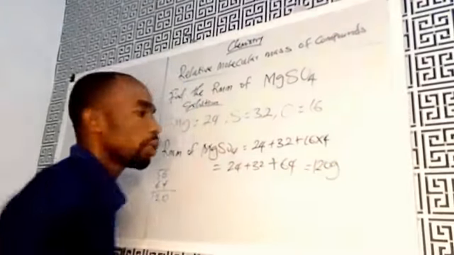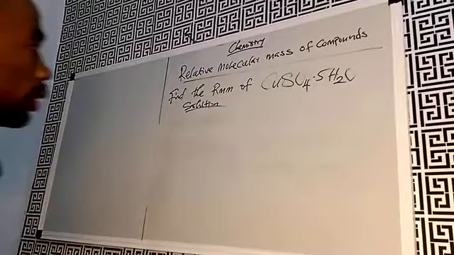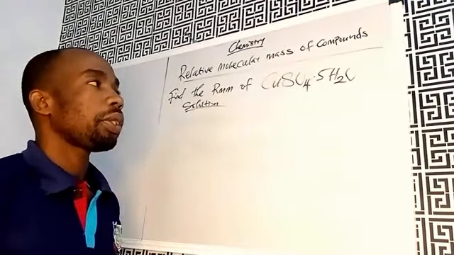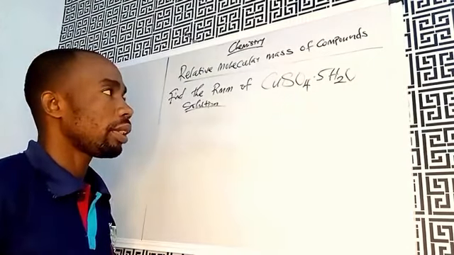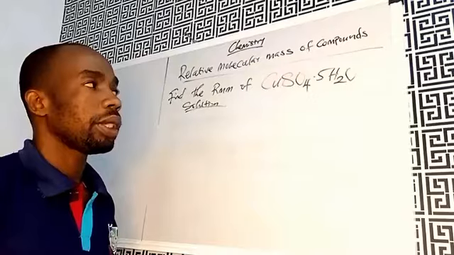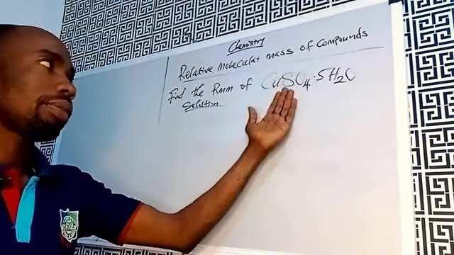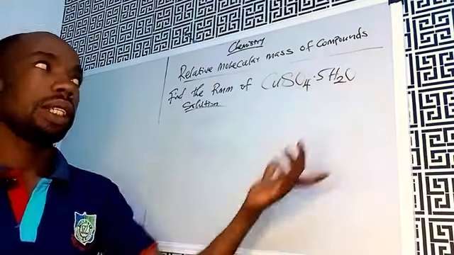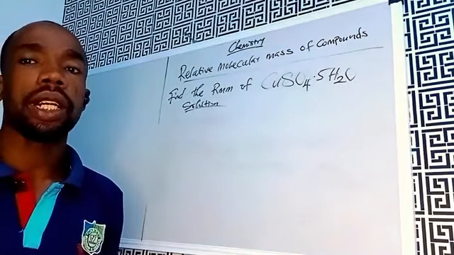Okay, 120 gram. So when I was solving this, some people asked a question. They say, how do you now solve a hydrated salt? How do you find the mass or the total mass of a hydrated salt? The total mass should be found by just finding the mass of this and the mass of this, and then adding them up together. You get the relative molecular mass of the hydrated salt.